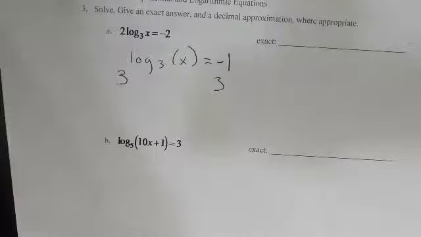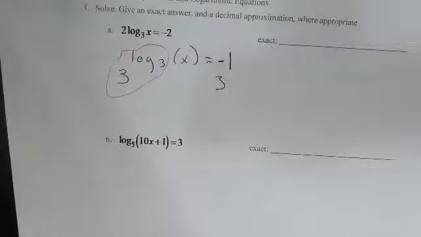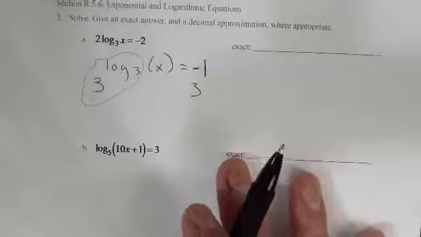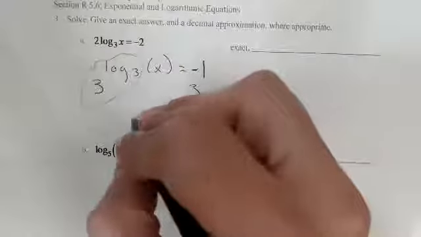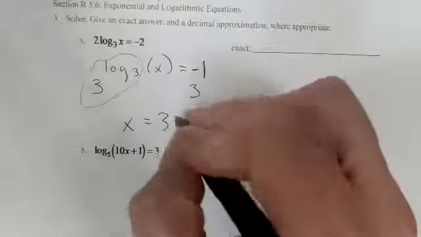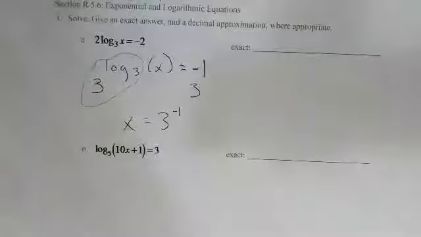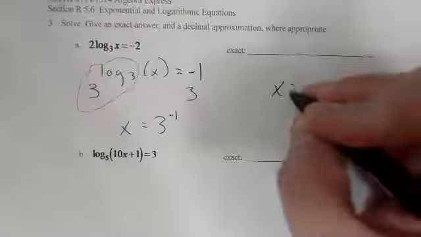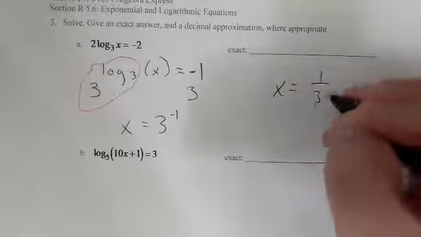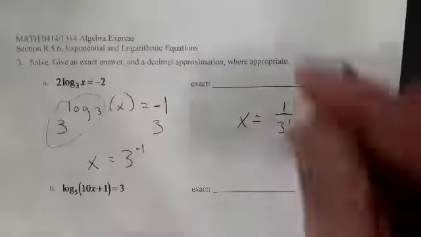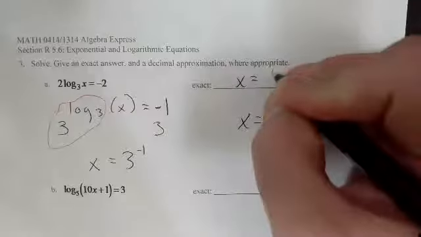This right here, and I'm hoping you notice, is your inverse property. And if that's the inverse property, this is giving us x. This is 3 to the -1 power. So maybe I have to do a little bit of simplifying. 3 to the -1 is like 1 over 3 to the first, or 1/3. That solution is equal to 1/3.